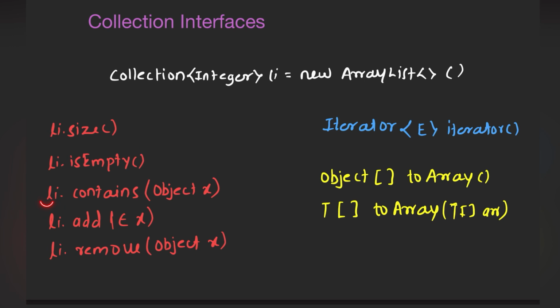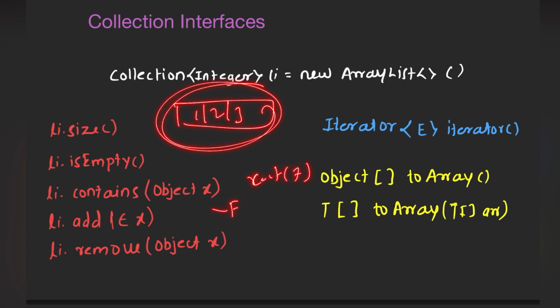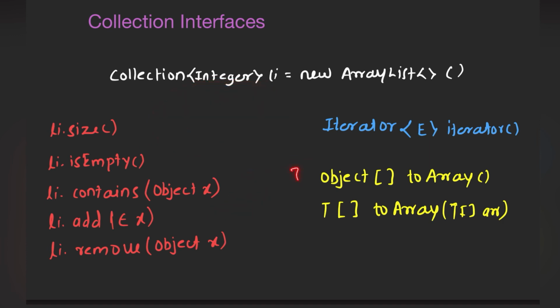So it simply returns true if my list contains this particular value. For example, my list has 1, 2, 3 and I use contains 7. Does my list contain 7? No, therefore it simply returns false. If I pass 3, does it contain 3? Yes, so it simply returns true. So this is how it basically works.